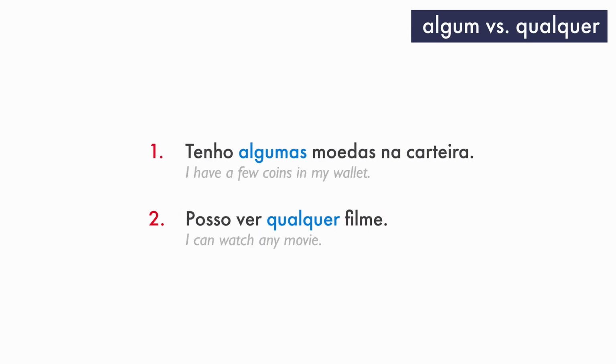A few more examples. Tenho algumas moedas na carteira. I have a few coins in my wallet. Here, you are focusing on the fact that you have coins as opposed to no coins, but you only have a few coins. Another example. Posso ver qualquer filme. I can watch any movie. Imagine someone asks me if I want to watch a movie, and I say I can watch any movie. I don't care which. I am focusing on the fact that any of the options available are possible.